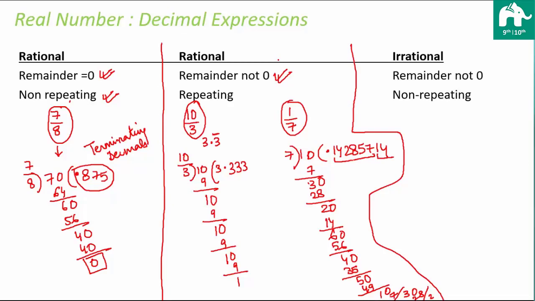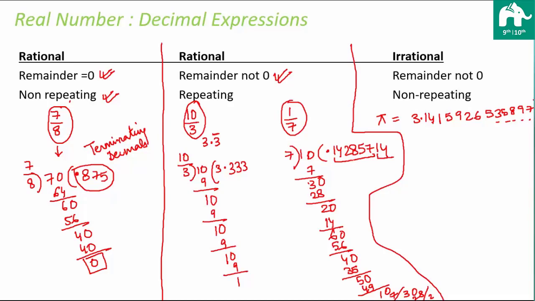Great. Now let's look at the irrational numbers. So in case of irrational numbers, we are talking about such numbers where the remainder is not 0 and also the decimals are non-repeating. For example, if I have to take examples of irrational numbers, let's talk about pi. What is the value of pi? We take it as an approximation as 3.14, but it is not 3.14. The actual value is 3.1415926535897, and it continues.